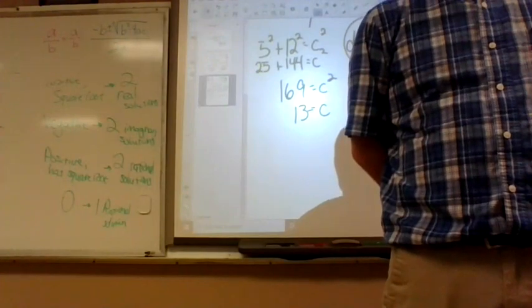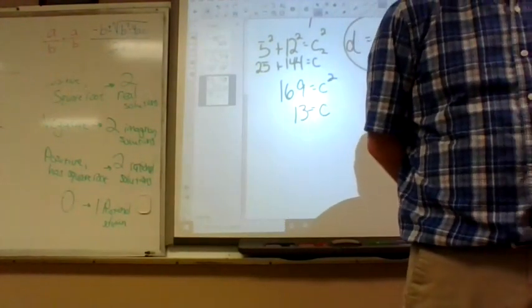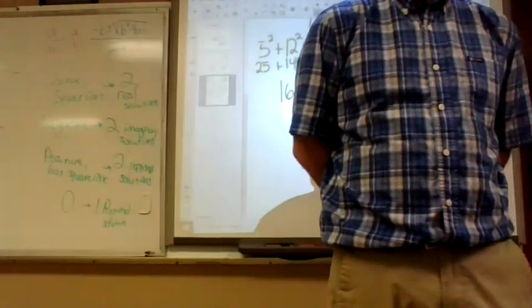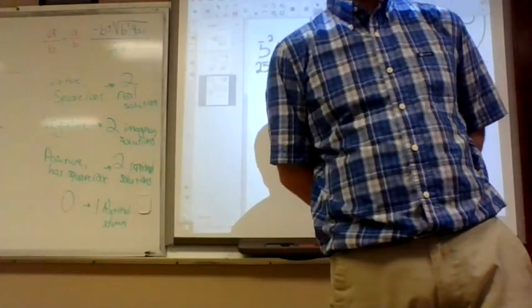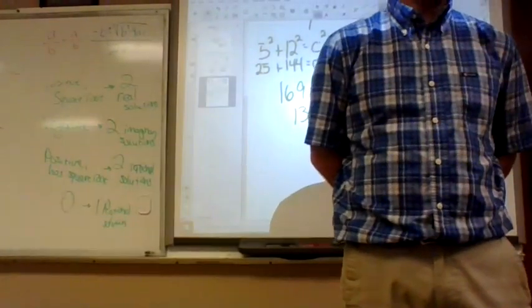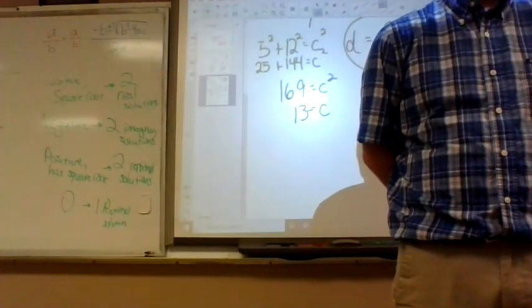Okay, Rachel, why don't you try C? Do you remember what the ratio for tangent is? Opposite over adjacent. What is the opposite of angle A? 5. What is the adjacent for angle A? 12. So it's 5/12.